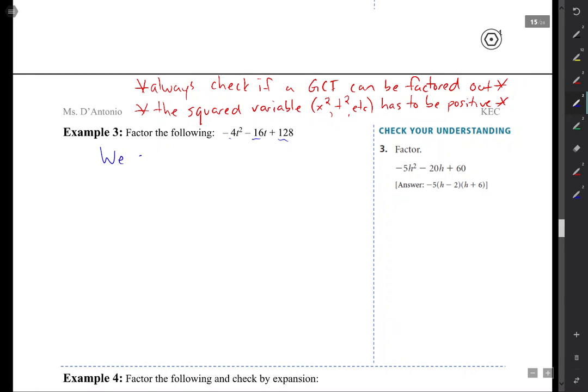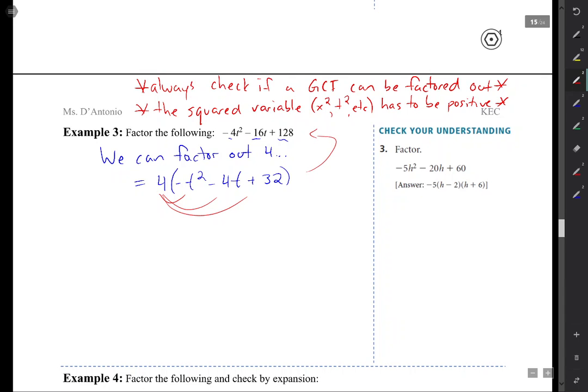So we could factor out 4. If we factored out a 4, inside the brackets we'd be left with negative t squared minus 4t plus 32. Because remember, if we were to distribute this 4 back into the brackets and multiply it to each term, it has to equal our original expression up here.